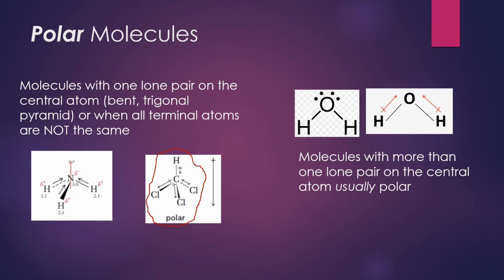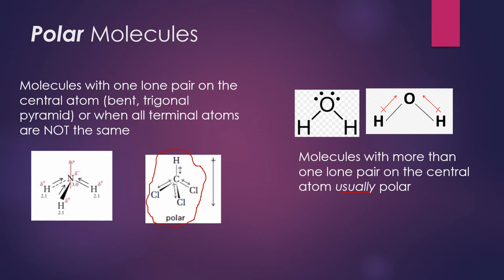But the first part of this rule says if there's a lone pair. No matter what, if you see a lone pair on a central atom, it's going to be polar. So you don't even have to know the shape yet. You can just have the Lewis structure and see, hey, there's a lone pair, it's polar. The next rule says molecules with more than one lone pair on the central atom are usually polar. So most of the time, 90% of the time, but there are some exceptions.